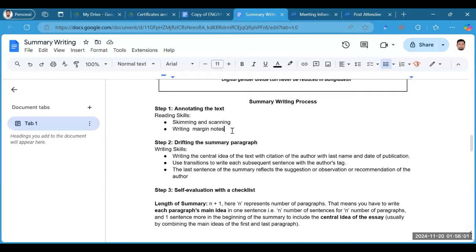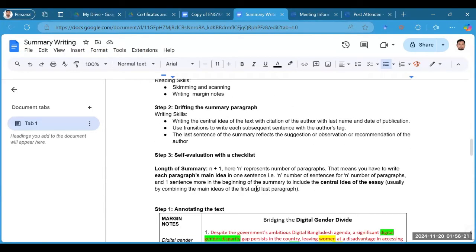The last sentence of the summary reflects the suggestions or observation or recommendation of the author, as most of the essays will give you some problems. Problems are followed by solutions. That's natural. All right, the next step is self-evaluation with a checklist, where you focus on certain criteria that I will discuss later. And the final consideration is the length of the summary.